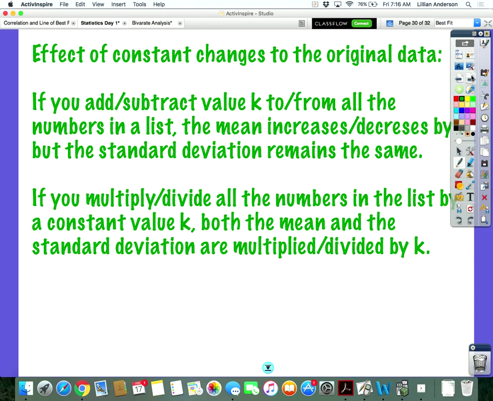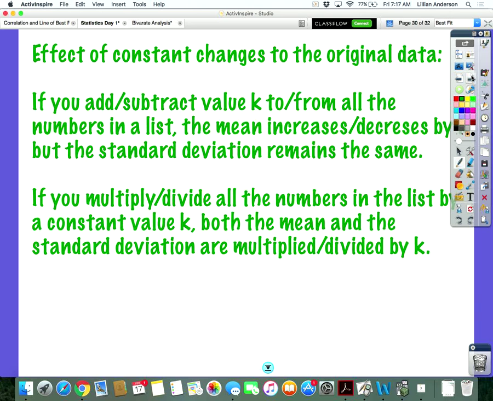So basically, if you add or subtract, it works both ways. If you add a number or subtract a number to or from all the numbers in the list, then the mean is going to increase if you add, or decrease if you subtract, by whatever that number is, but the standard deviation is going to remain the same. Okay, so if you add or subtract a particular number, the standard deviation stays the same, but the mean either increases or decreases by whatever that number is.